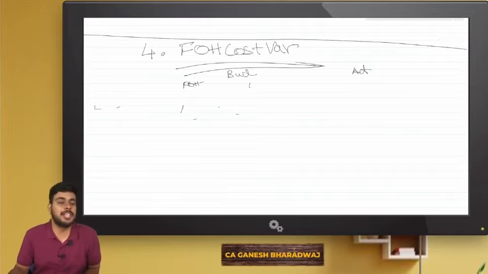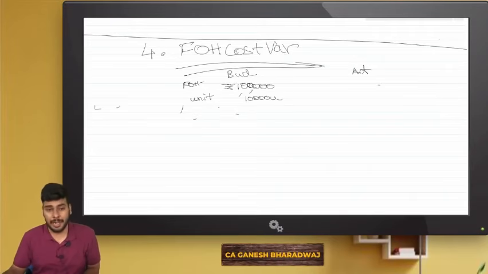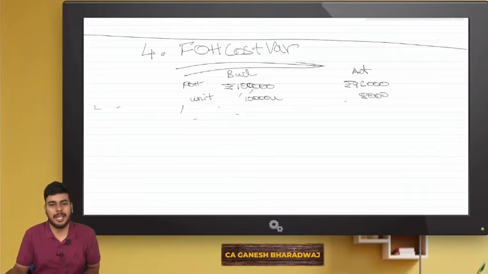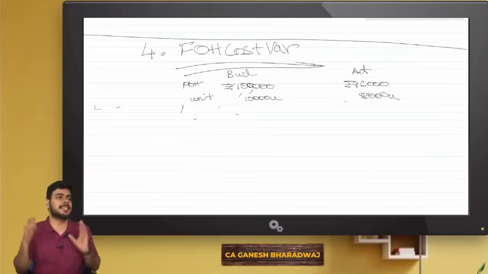Let's say budgeted fixed overheads was rupees 1 lakh, and I had a budgeted output of, let us say, 10,000 units. Actual fixed overheads was, let's say, rupees 96,000. And the actual output, how much did I say earlier? I said 8,000 units, correct? Yes, let's take the same example.